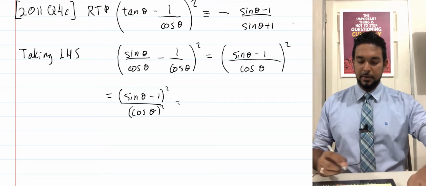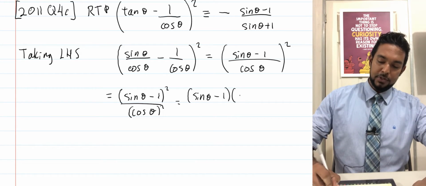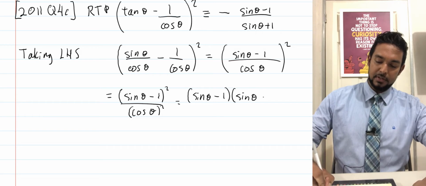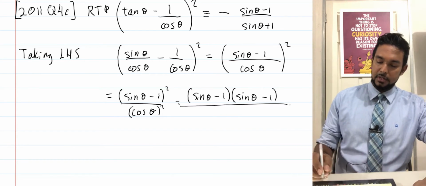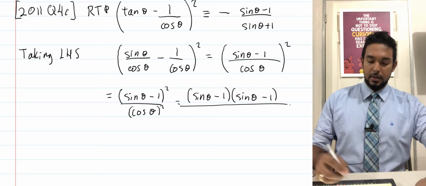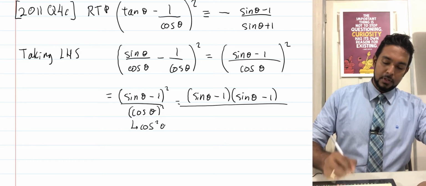So before you start to expand, what you could do if you want is express it as such. So sin theta minus 1. Remember, when you square something, you multiply by itself, right? Sin theta minus 1. Now, when you square cos theta, you're just going to get cos squared theta, right? So instead of having to write all that, over cos squared theta.